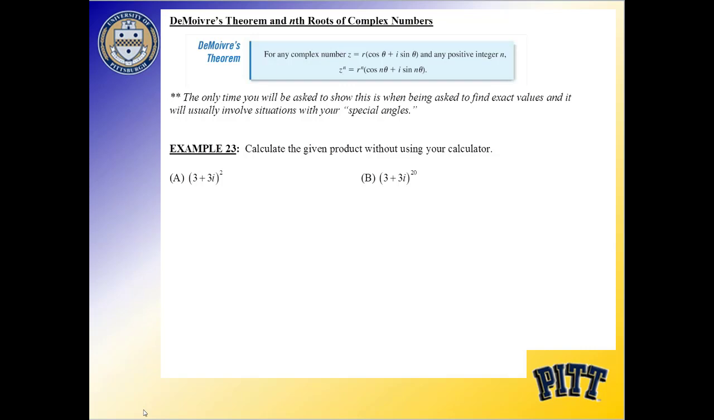And essentially what it says is if I want to take a complex number and raise it to a power, then in polar form, as long as it's in polar form, all I have to do is raise the modulus to whatever exponent I want, and take the cosine and sine of an angle produced by multiplying the original angle by the new power of my complex number.